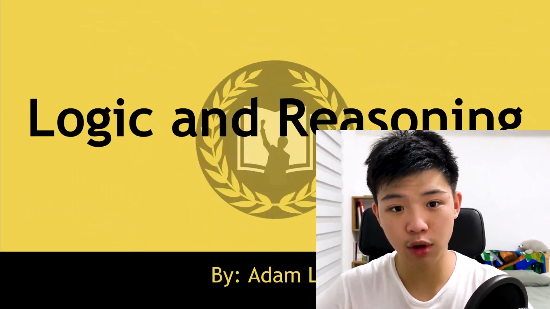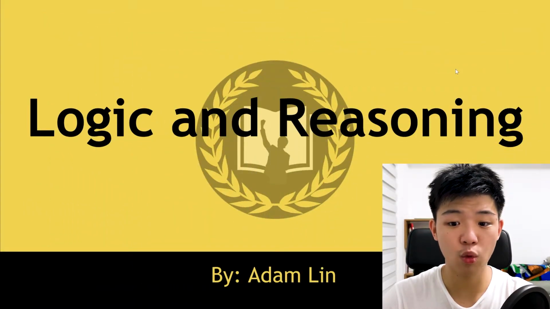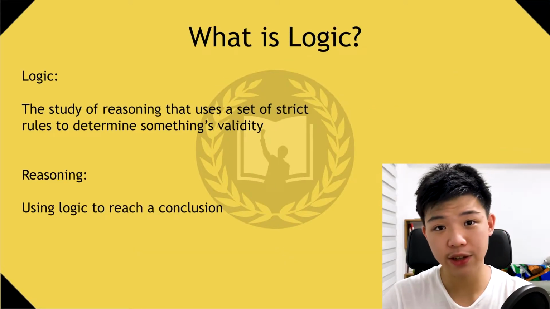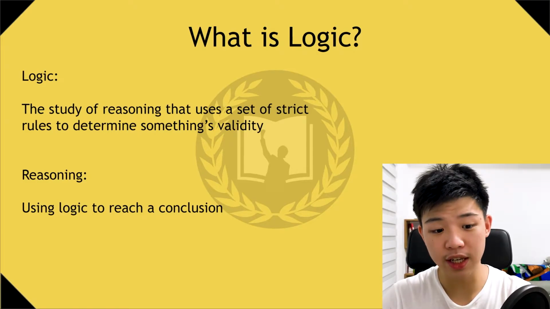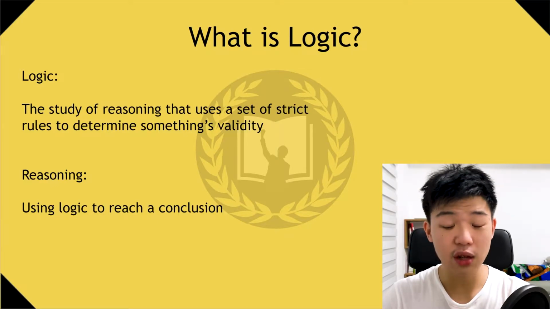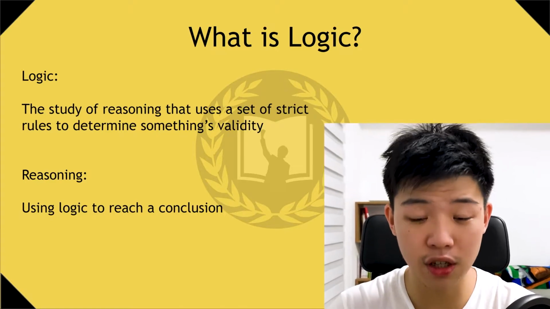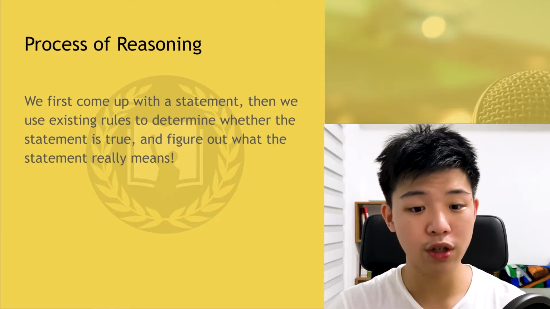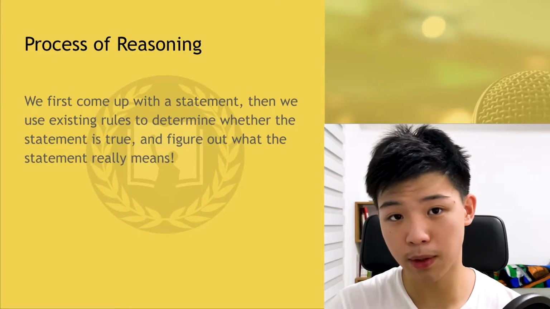So today's lecture will be about logic and reasoning. First, we need to define what logic and reasoning is. Logic is a study of reasoning that uses a set of strict rules to determine something's validity, while reasoning is using logic to reach a conclusion. As you can see, logic and reasoning are interconnected in the sense that both are needed to reach a reasonable conclusion. So the process of reasoning is we first come up with a statement, then we use existing rules to determine whether that statement is true, and figure out what the statement really means.